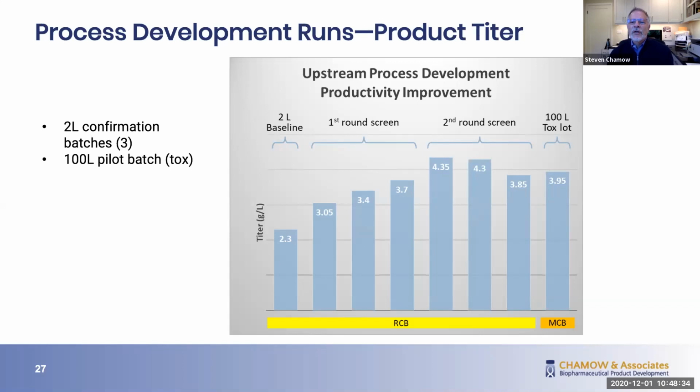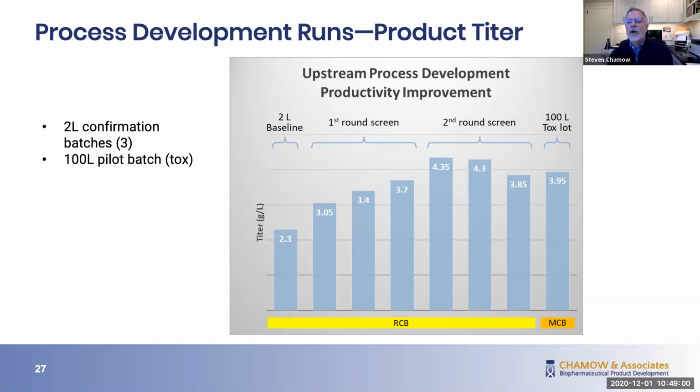So when we then took the 2-liter process into a 50-fold scale up into the 100-liter tox lot, we were able to achieve a titer just shy of 4 grams per liter. We also changed the cell line from the research cell bank, which was all of the 2-liter work, to the master cell bank, which we used for the tox lot.